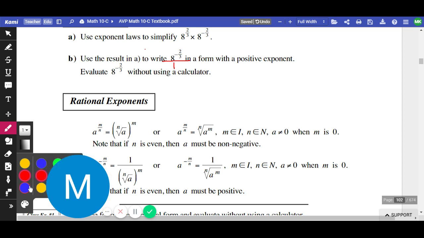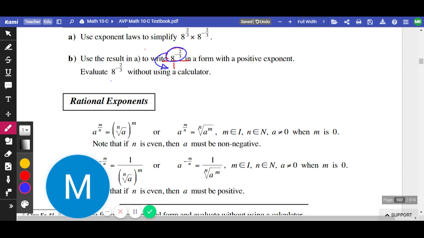When you have a negative exponent, we can change it to a positive exponent by taking the entire power and moving it to the other side of the fraction. So in our case, we would be taking 8 to the power of negative 2 over 3, and we would now move it to the bottom of the fraction next to the 1.